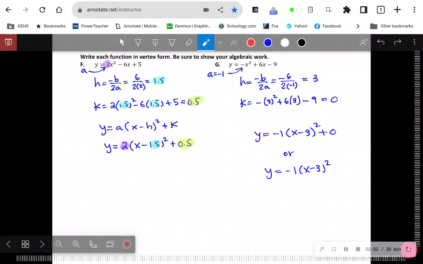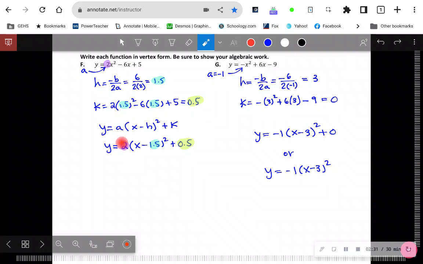Okay, this next set of problems, you're supposed to write it in vertex form, not just find the vertex. So first you find h, plug it in to find k. The a value is the same as the original a value. A in standard form is the front number, and a in vertex form is also the front number. So that a is going to get reused down here.